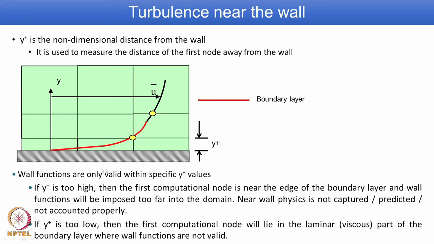If y plus value is too low, that is, you are very close to the wall, then the first computational node will lie in the laminar or viscous part of the boundary layer, where wall functions are not valid.